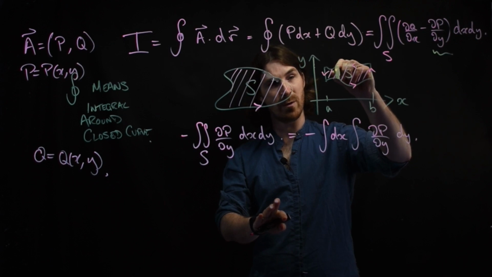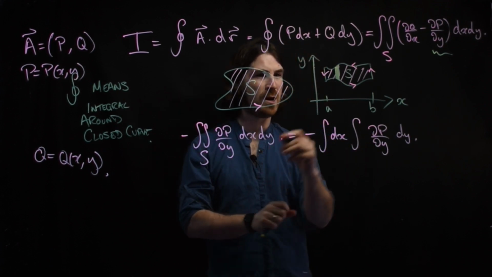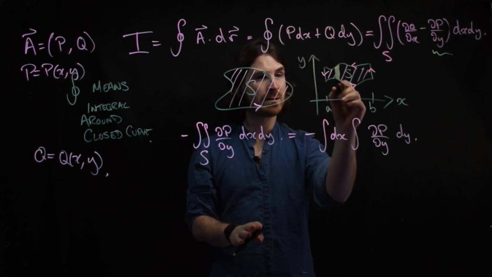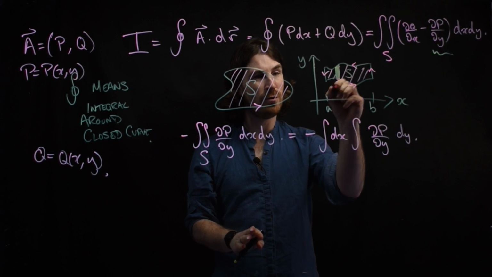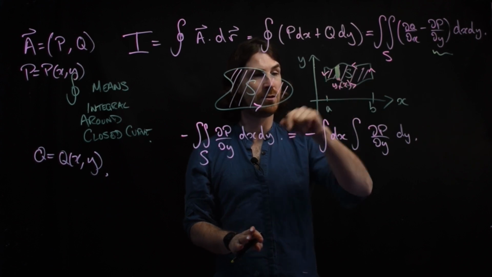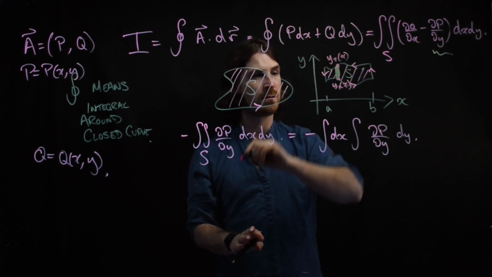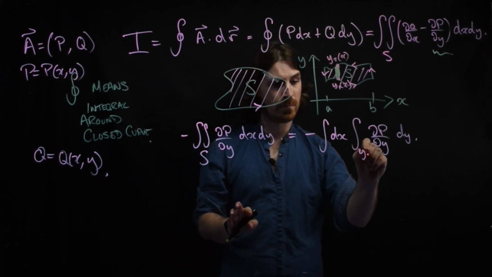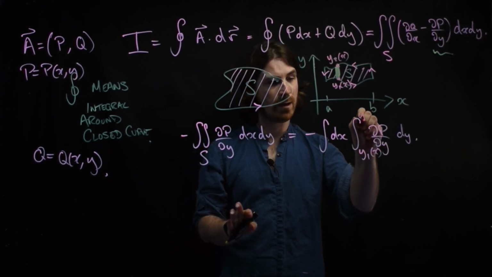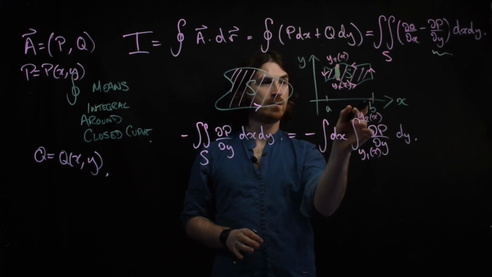So we're going to do the integral over y first, so we're going to think about these vertical strips. Okay, so what are our limits on y? At any value of x, we're going to go from y1 of x. We don't know what this curve is, but let's just call it y1 to y2 of x, y1 of x to y2 of x. And we go from x equals a to x equals b.